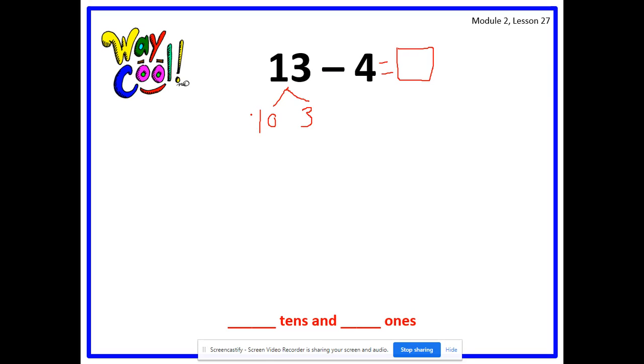Then I took from 10, right? Our friendly number 10. 10 minus 4. So put up your magic counting sticks. Put up 10. Then take away 4. How many do you have left? Get ready.